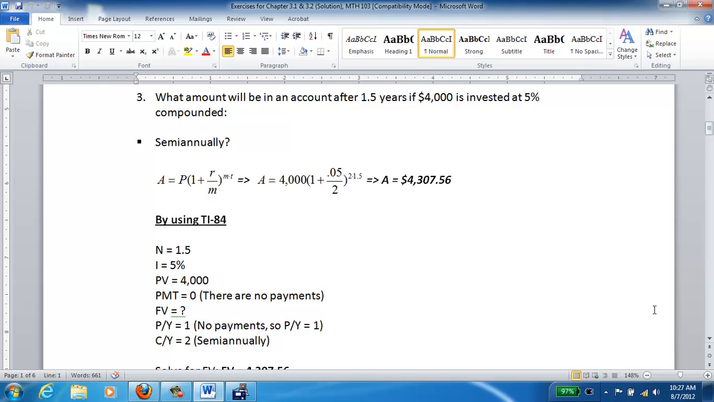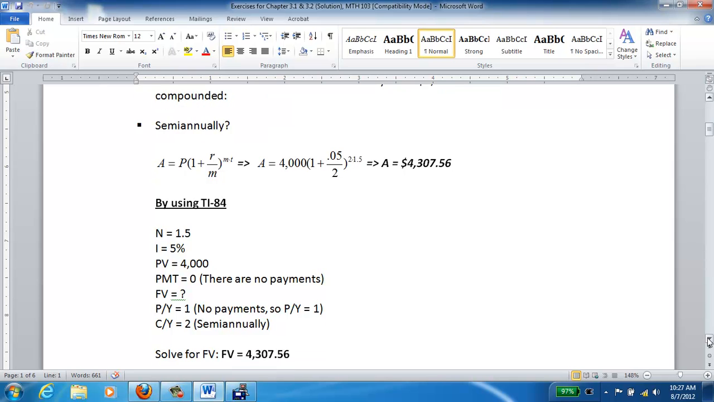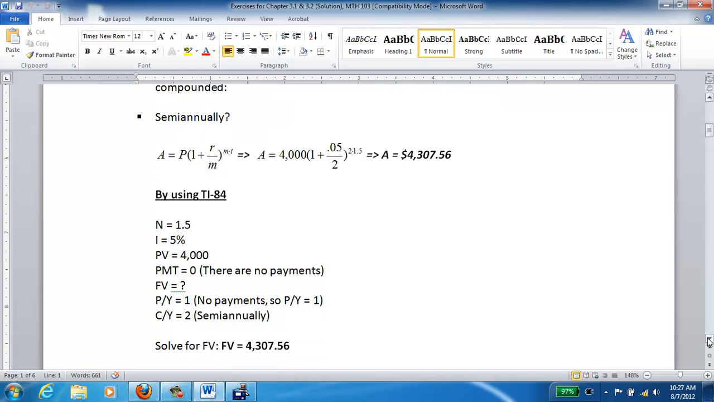However, let's use the graphing calculator. N is 1.5, I is 5%, present value is 4,000, you don't have any payments, future value is the unknown, P/Y is 1 if you don't have any payments, and C/Y will be 2 because it's compounded semi-annually, 2 times per year. Then you solve for the future value, and the future value will be 4,307 and 56 cents.